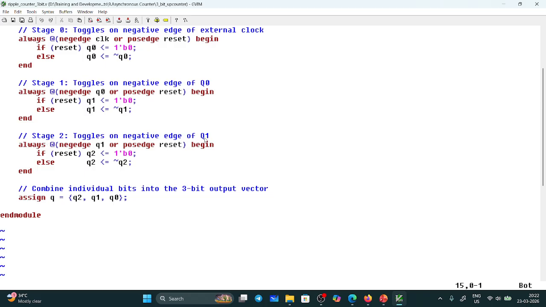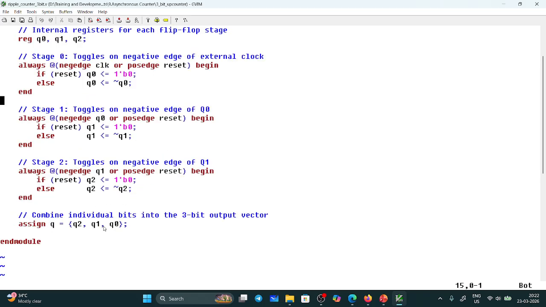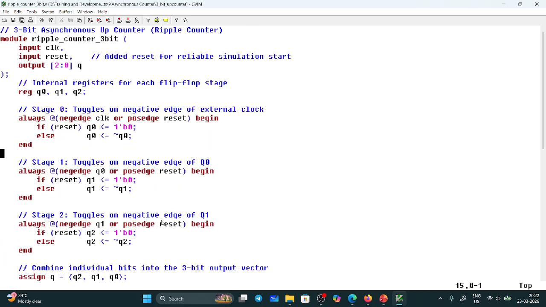Okay, so after getting the output of Q1 only, during the negedge only, this third flip flop will toggle. So always at the negedge of Q1 or posedge of reset begin, if reset equal to 1, Q2 will be initialized to 0, else Q2 will be not of Q2. Again, combine the individual bits: assign Q equal to, I am using concatenation operation, {Q2, Q1, Q0}. End module. Based on this diagram only I wrote the Verilog code, the RTL code.